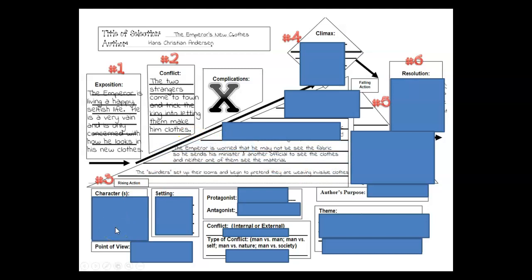Then we have the emperor who's worried that he may not see the clothes and it may reveal that he is not fit to be the emperor and that he's stupid, like the swindlers said. So he decides, I'm going to send my minister and I'm going to send another official and let them go see the clothes. But neither one of them can see the material when they get there. Again, the strangers are tricking everyone and they're getting all the money from the emperor. They're making money and they're sitting there laughing and realizing how crazy these people are to even think that they can see this material that they can't.